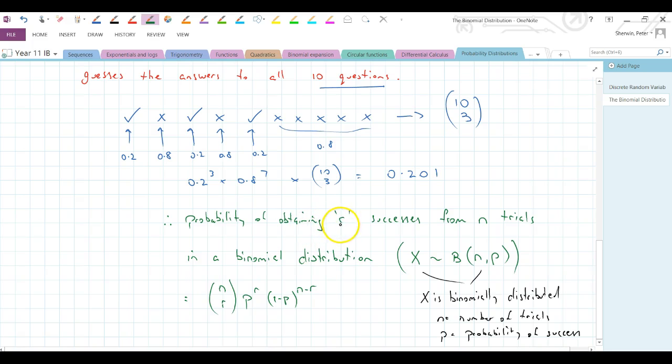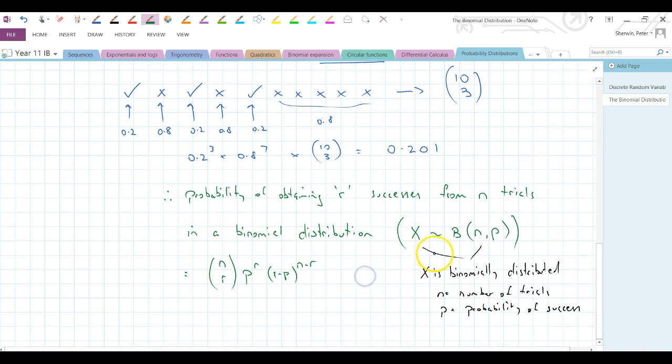Okay, so the probability in green here, I've just written it out in a formal way: the probability of obtaining R successes from N trials in a binomial distribution. Let me just explain what this is about. As I've written here, you'll see this notation a little bit, and it says X is binomially distributed, so it just allows you to use the binomial distribution result, which I have here. N being the number of trials, and P being the probability of success. So in this case it would be B bracket 10 being the number of questions, and 0.2 being the probability.